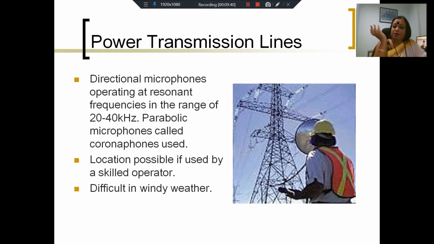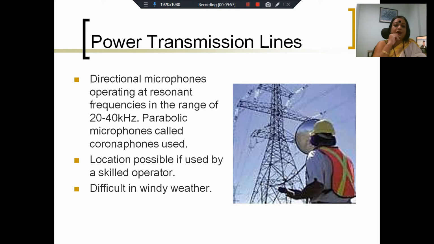And therefore, just by manual listening, or catching the sound energy, it is possible to detect a corona. Of course, this can be improved upon. So directional microphones were used.